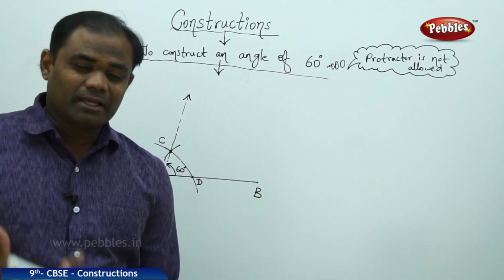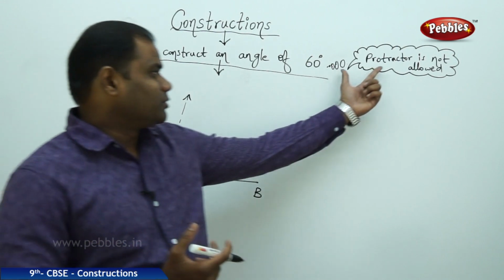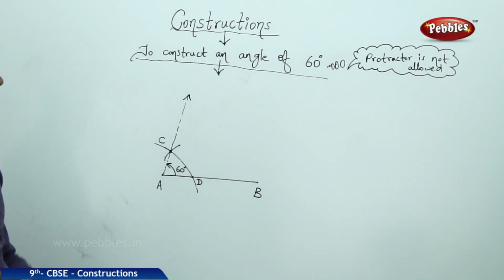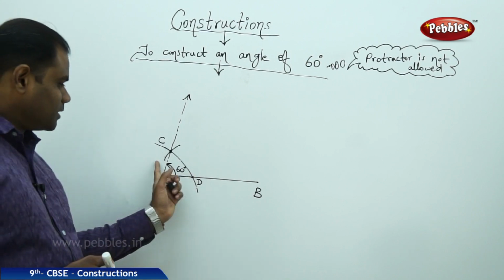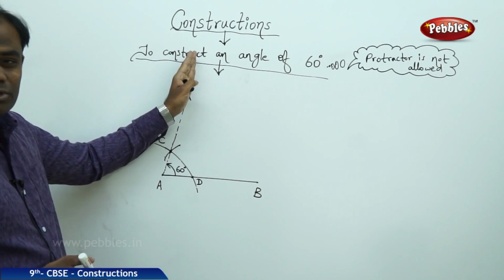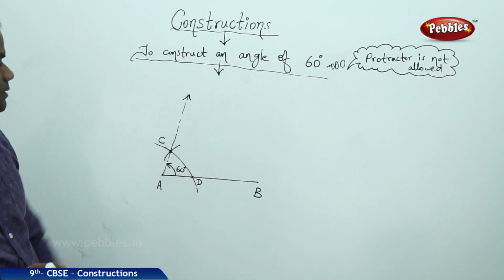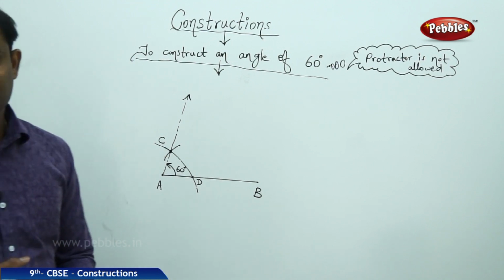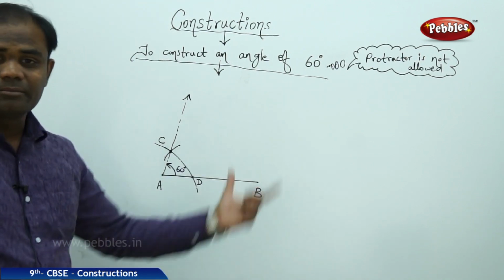So some of the angles can be constructed without using the protractor by using simple techniques of geometrical properties: cutting an arc with the same radius, cutting another arc, and joining the two points, and then we get 60 degrees. So here is what I get, 60 degrees. So let's see the rules in brief.